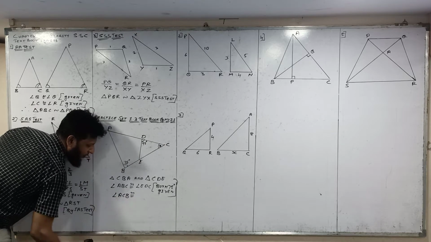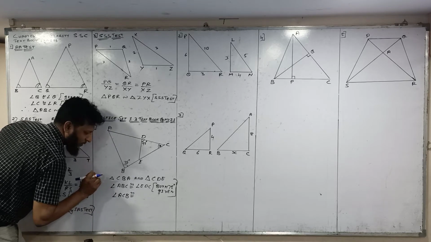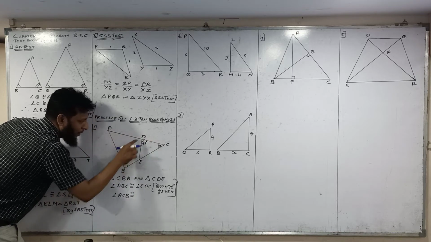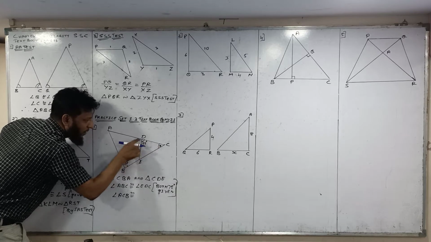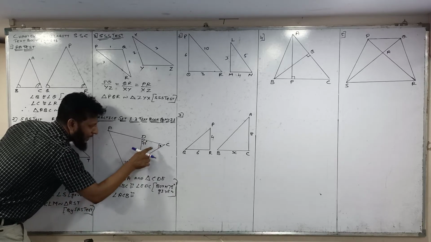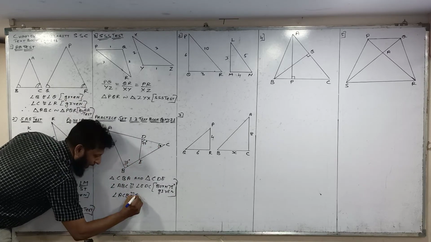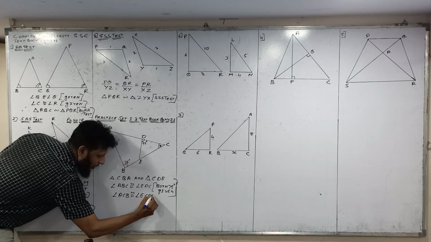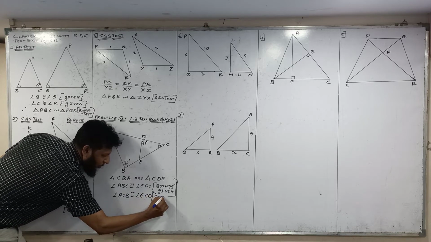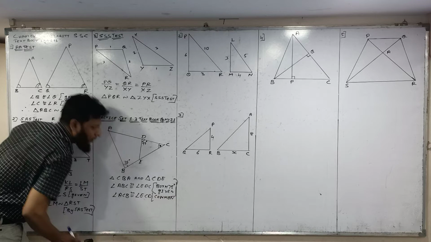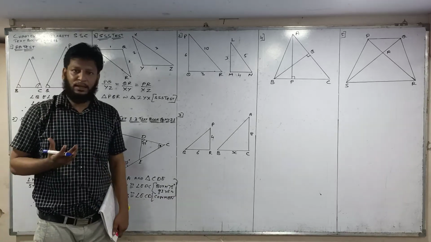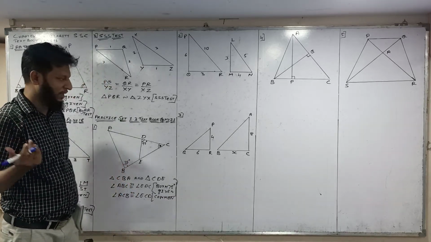ACB. Write the name of the angle according to their triangles. ACB, and for this ECD. For this triangle I am writing ECD. Angle ECD. Both are common angles. Both are the same angle, but according to the name of the triangle I am giving the name of the angles.